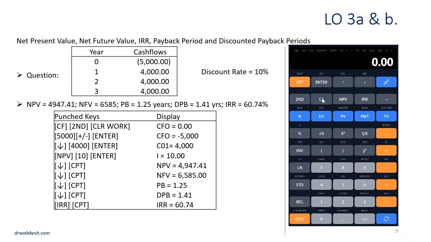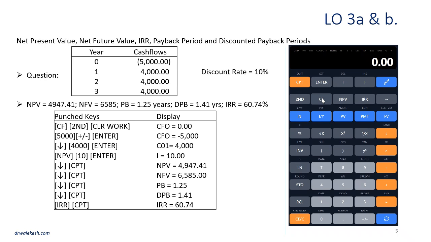Let us get started with this particular question. This particular question is a bit peculiar. It is peculiar because in year 1, we have cash flow of plus 4,000. In year 2, we have cash flow of plus 4,000, which is the same as that of year 1. In year 3, we have cash flow of 4,000, which is the same as that of year 1 and year 2.